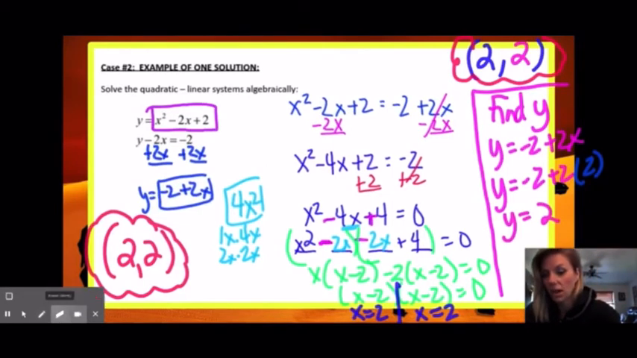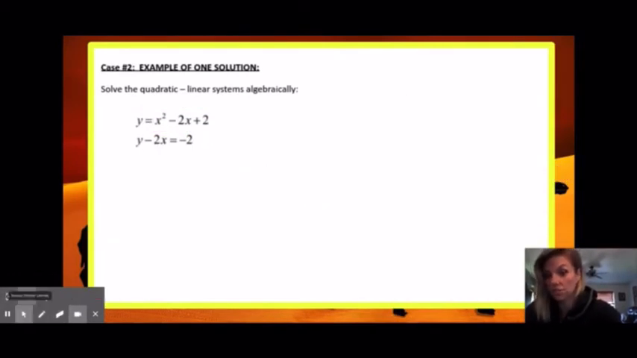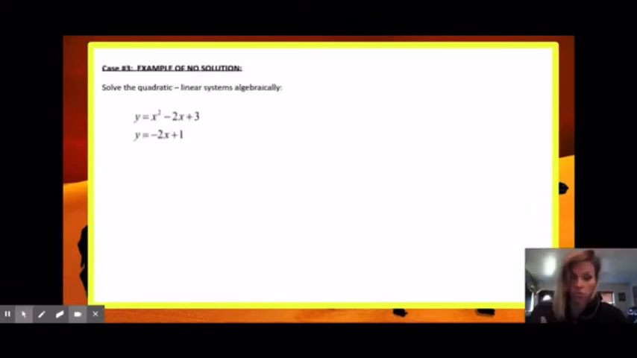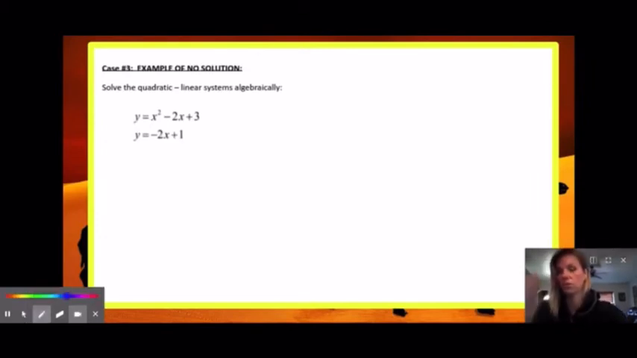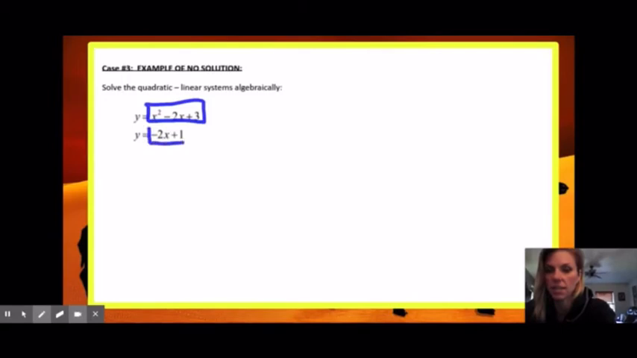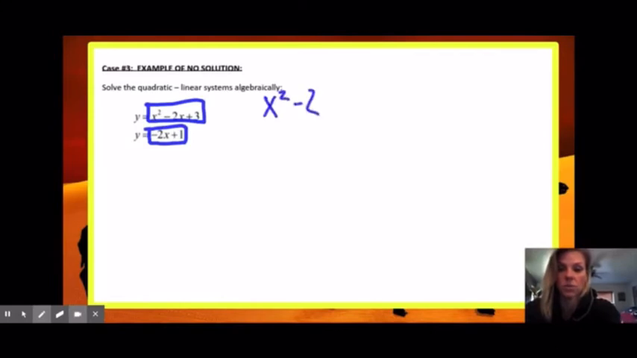So it's really not hard. This is actually nothing new. You've solved systems before. You've factored before and solved quadratics before. So same idea. This one, they're telling me there's no solution. So let's look at this one. Again, step 1 to a system, we solve them both for y. Well, lucky for us, this one's solved for y, and this one is solved for y. So what I'm going to do now is set those two pieces equal to each other. x squared minus 2x plus 3 equals negative 2x plus 1.